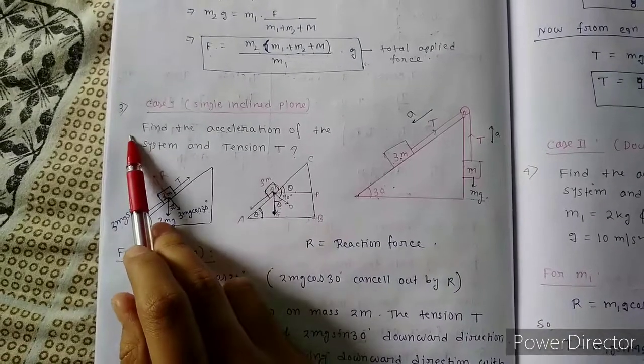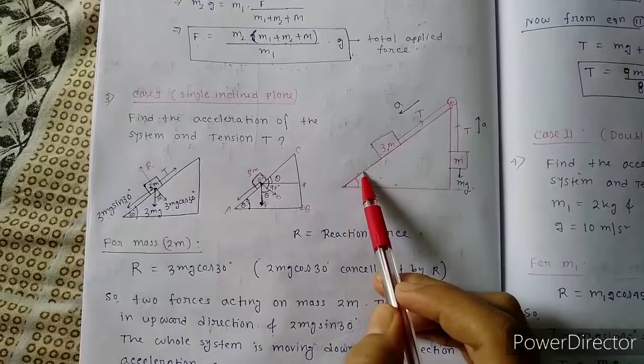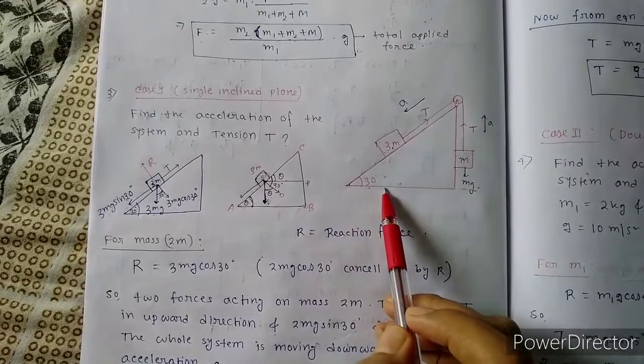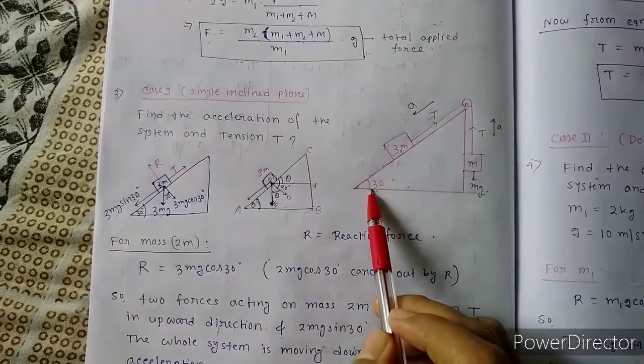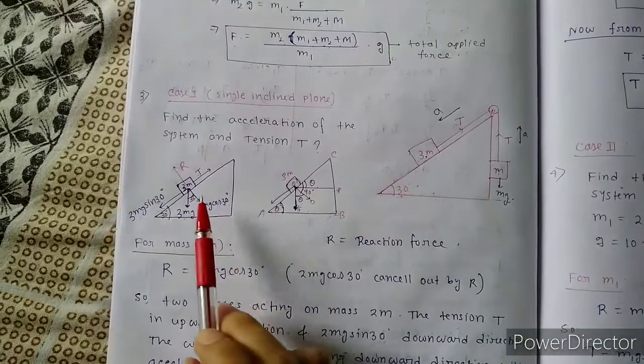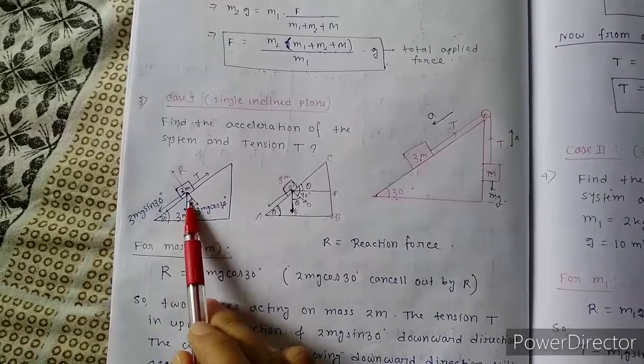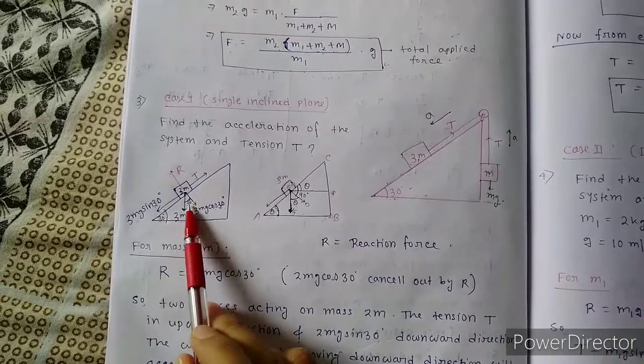So now the problem 3. Here the mass 3m is kept on a plane inclined at an angle 30 degrees with the horizontal axis. Now if we look at all the forces acting on the mass 3m, we see that this angle and this angle are the same. Why are these two angles the same?